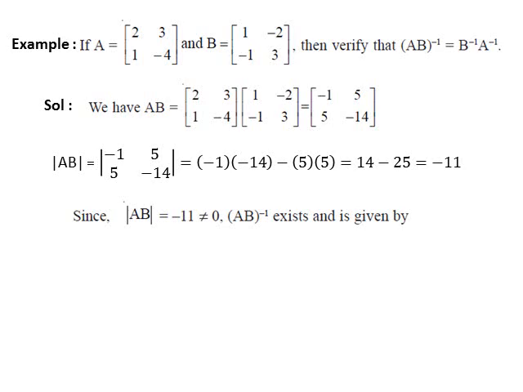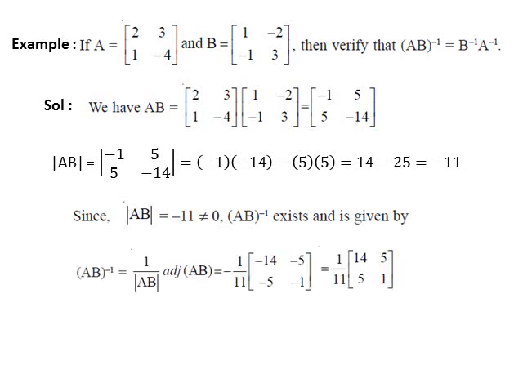Students, as we have already discussed in the previous e-lecture, the adjoint of a square matrix of order 2 can be obtained directly by interchanging the diagonal elements and changing the sign of non-diagonal elements. So here we get adjoint of AB equals a square matrix with elements minus 14, minus 5 and minus 1. Multiply adjoint of AB with 1 upon determinant of AB. Simplifying it, we get inverse of matrix AB equals 1 upon 11 multiplied by a square matrix of order 2 with elements of R1 14 and 5 and elements of R2 5 and 1.